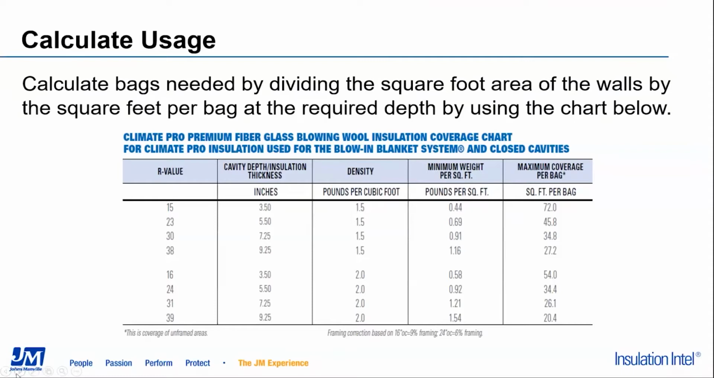For example, if we have a 2,000 square foot area that is a 2x4, we can figure out usage by looking at the top line of the chart. 3.5 inches deep at 1.5 pound density, we should get around 72 square feet per bag. If we divide the 2,000 by the 72, that will give us a little over 27 bags. The chart that is shown here can be found on jm.com, and it's also usually on the back of the blowing wool bags as well.